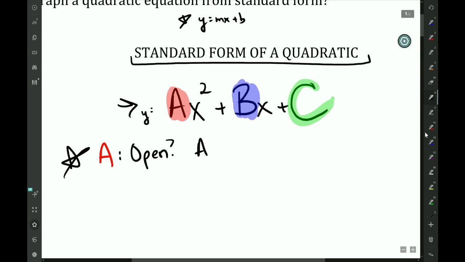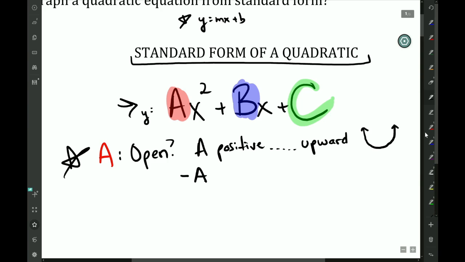If A is positive, the graph opens upward. More specifically, we'll see later, it looks like a U opening upward. If A is negative, it's going to open downward. So that means it's going to be a frown type of thing.